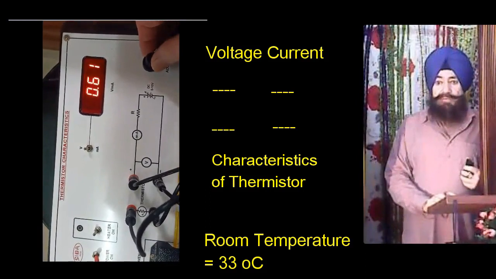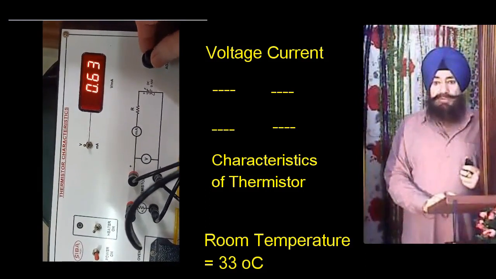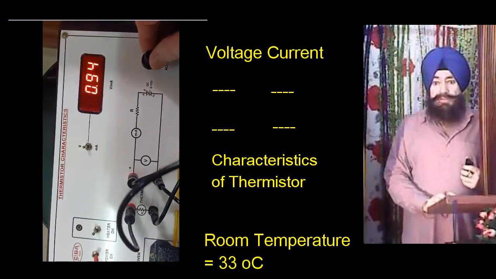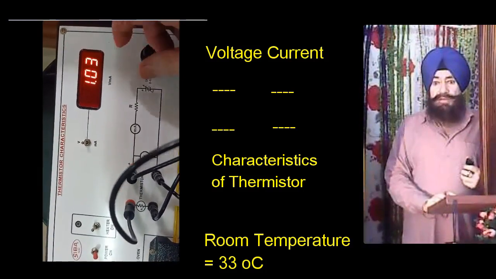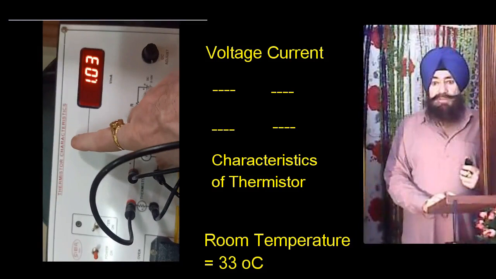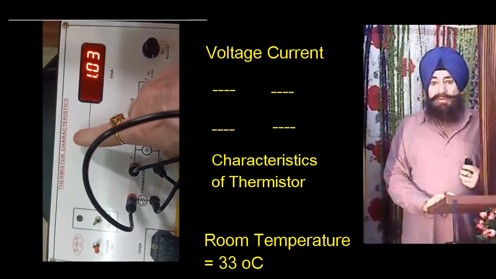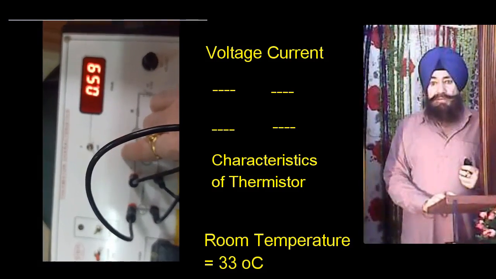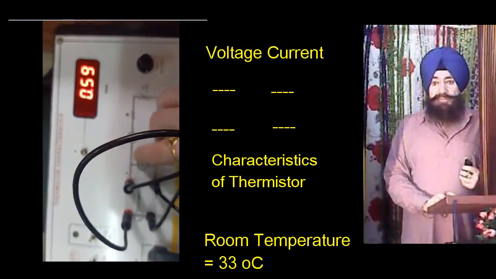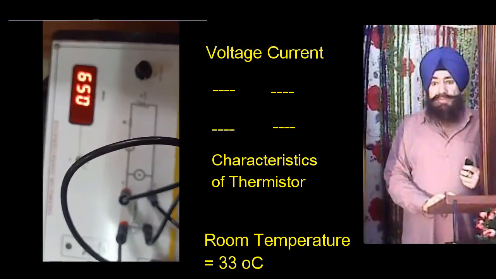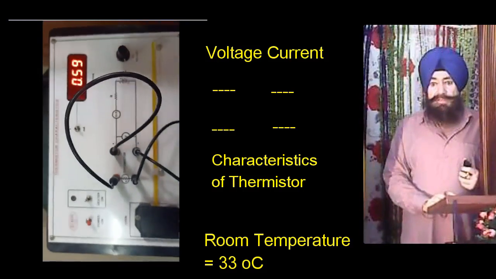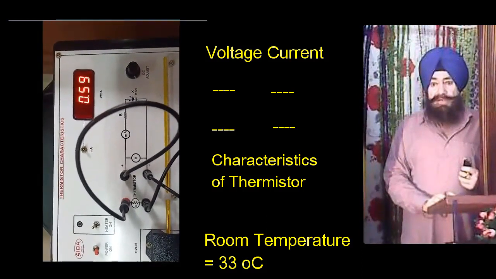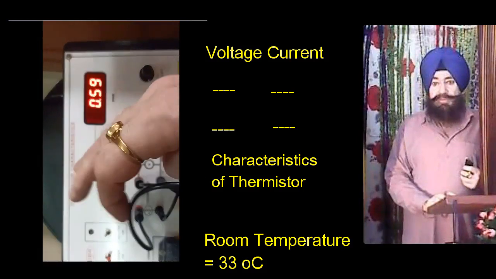So this is variable here, variable knob, increasing the voltage. Okay, voltage is 1.03. Now current is 0.59 milliampere. So temperature is constant, which is the room temperature, 33 degrees Celsius. So you write here the voltage and the current in milliampere.